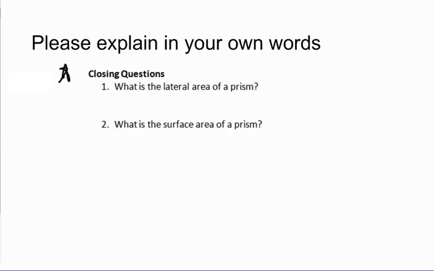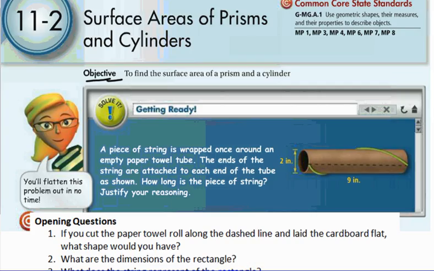What is the lateral area of a prism, and what is the surface area of a prism? Think about what the difference between those two things are. And those are the main ideas of section 2 in this chapter on volume and surface area.